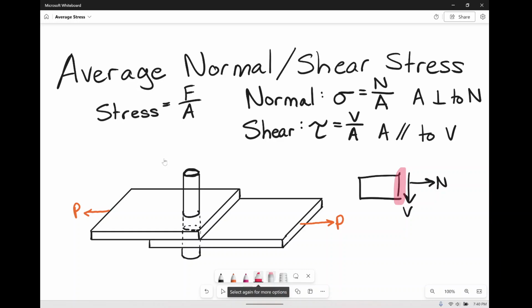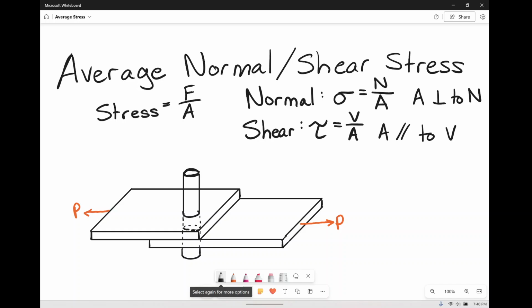But not all problems are that simple. Yes, in fact, many of them are very distinctly not that simple. So here in this picture, we have two plates, both being pulled by P. So this is an equilibrium, right? We have equal and opposite forces. Theoretically, we also have a bolt. I attempted to draw a pin, a bolt, something that's going through the two of these to hold the two of them together.